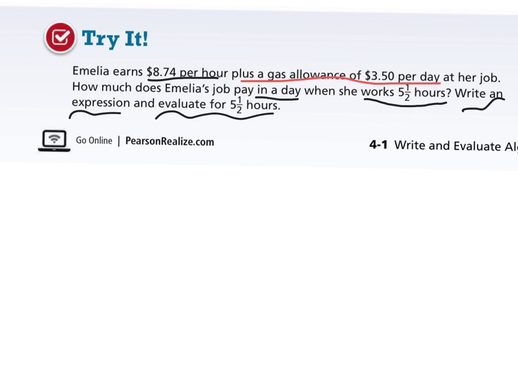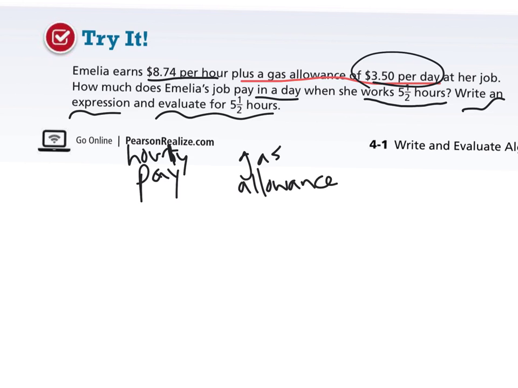We are talking about just one day here, so the gas allowance is $3.50 a day, so that's just going to be the $3.50. So basically we've got her pay, her earnings, whatever you want to call it. So we could call it her hourly pay, and then her gas allowance. Those are the two components of what she's going to get paid. So the hourly pay is $8.74 per hour. And our variable here is going to be the hours.